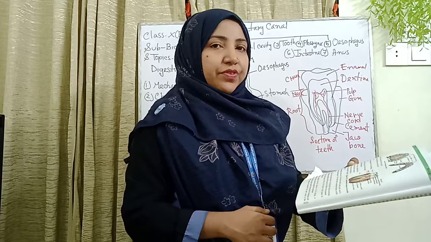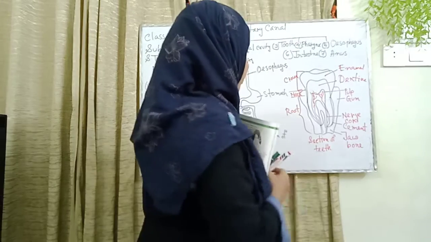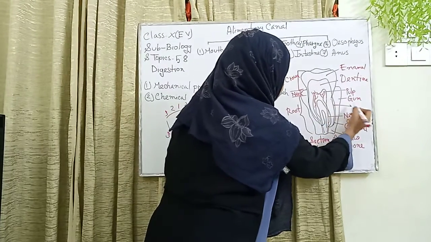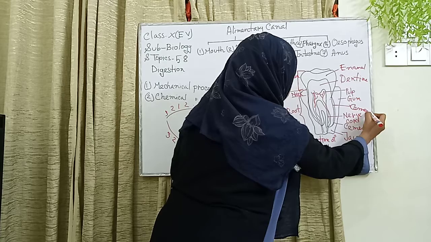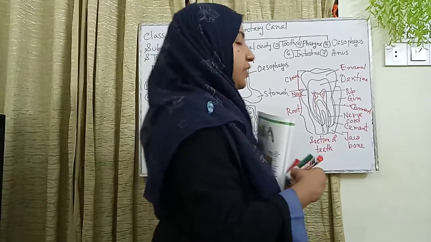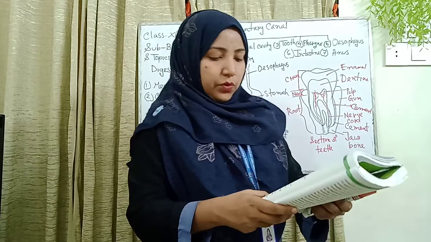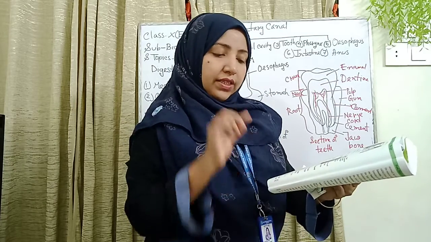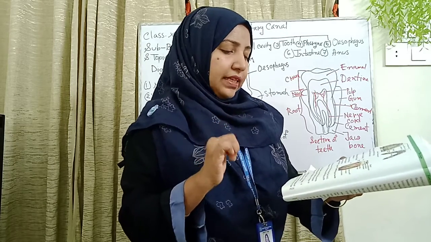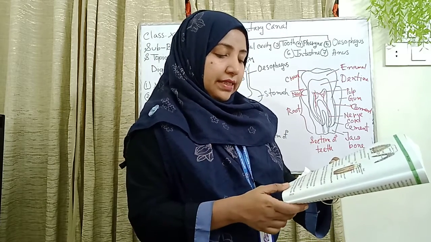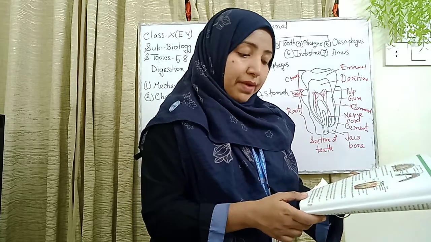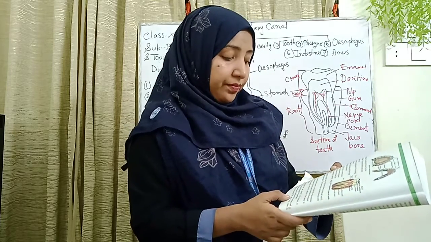Fourth is cement. What is the cement? I draw the cement here. Please everyone see this figure. The main part of the tooth, the dentine, is covered with a thin covering called cement. The tooth remains attached to the gums by means of this cement.